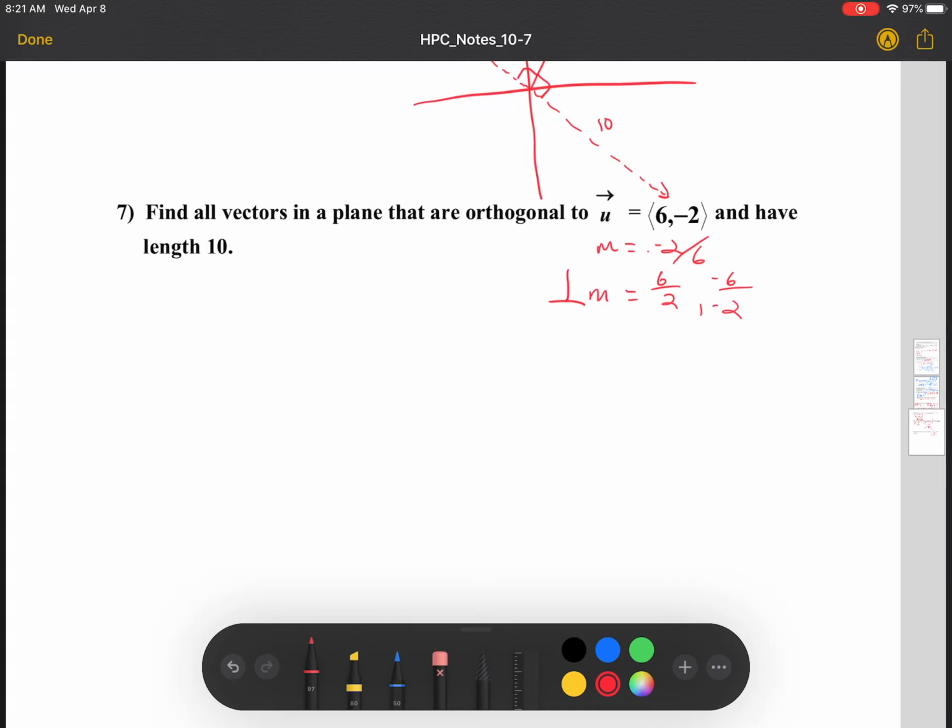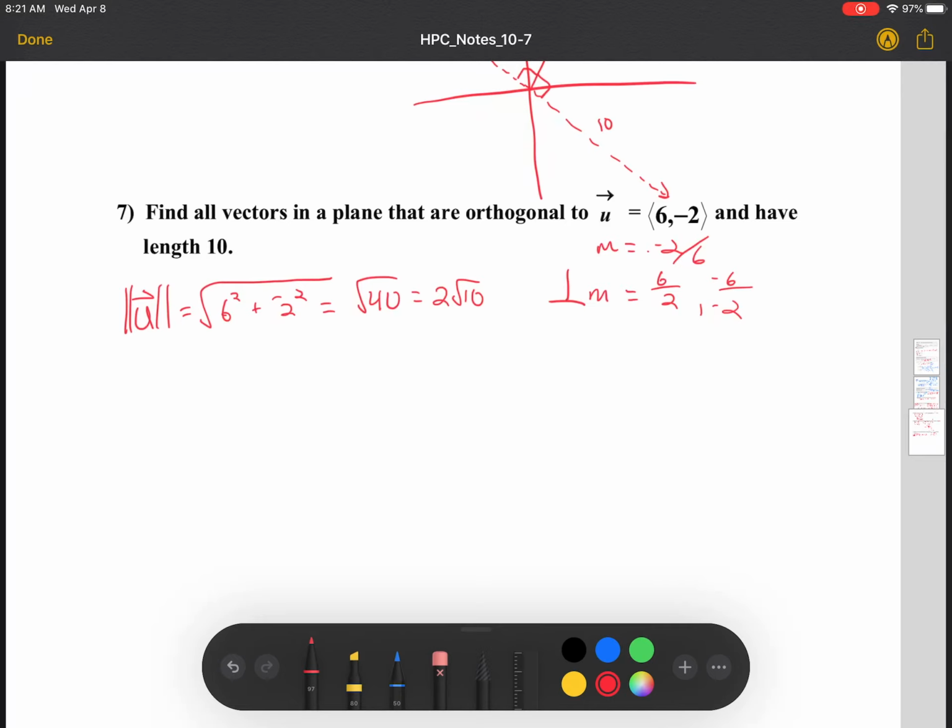So now we're going to find the length r of this original u vector. We're going to solve this thing right here, which is just going to be r equals the square root of 6 squared plus -2 squared, which should get you √40. Yeah, it's going to equal that.